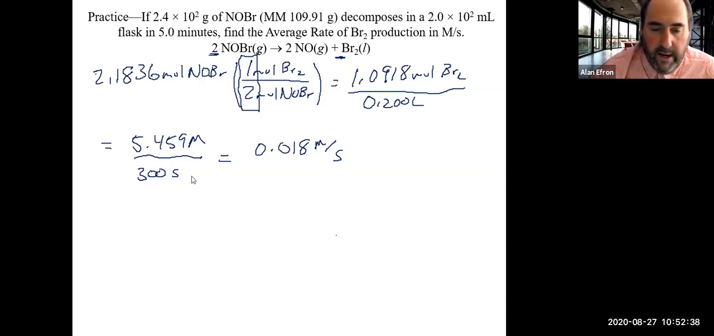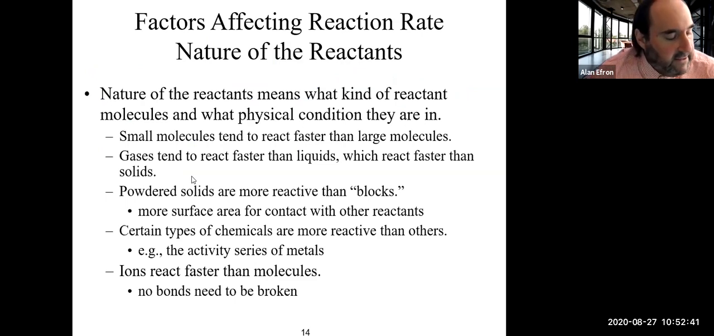So let's talk about rates and some things that affect rates. And in some of these things, we will go into more detail as we go through this chapter. But one thing that affects rates is the nature of the reactants, what physical condition they're in. So when we have small molecules, they tend to react a lot faster. Gases react faster than liquids, and liquids faster than solids. Again, gas molecules are flying around, so they're constantly in motion. They also have a lot of energy because they are flying around, which allows them to react a lot faster.